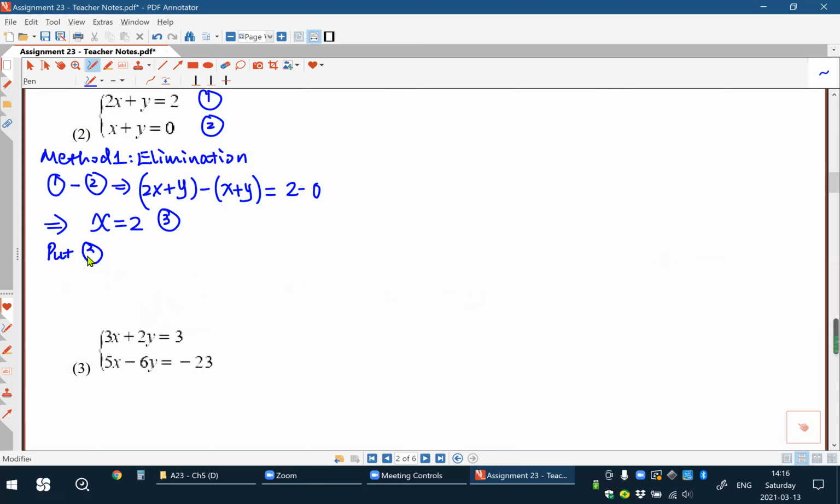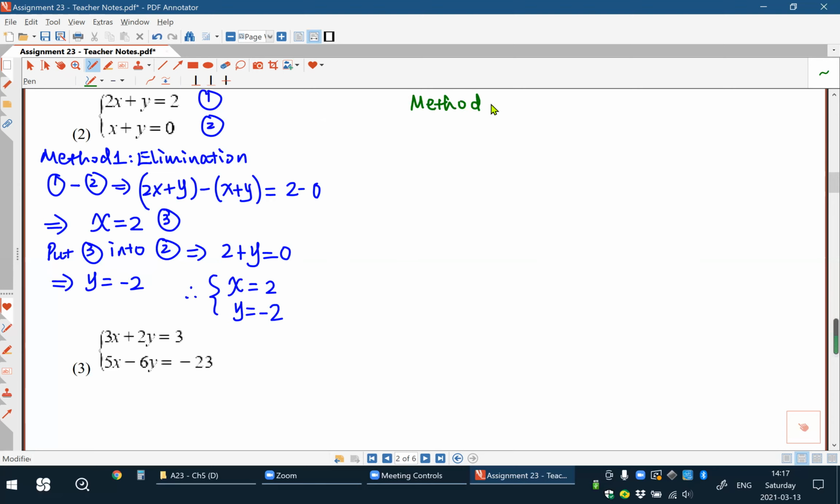Then we can put 3 into 2, right? This time it is easier if we put number 3 into 2. So this will give you 2 plus y equals 0. That means y is minus 2, right? Okay, so now the conclusion is x is 2, y is minus 2, right? Any questions? Okay, again, you can also use the second method, which is called substitution.